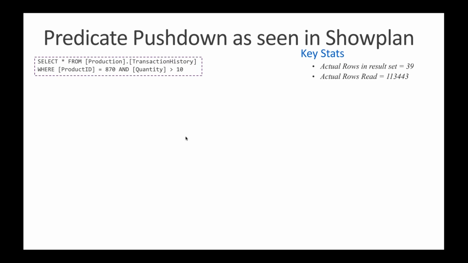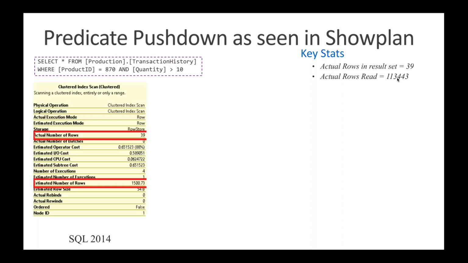Now we have this predicate pushdown. So we see actual rows in the result set, 39. The actual number of rows read, 113,443. So in that case, we can tell why something sucked.